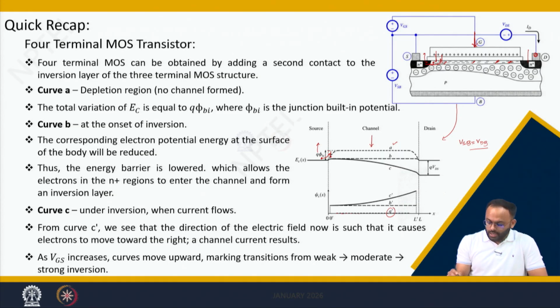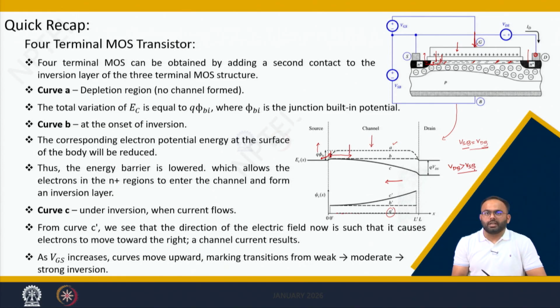But now, when you increase VGB, because of this barrier lowering, the electron can easily go into the channel from the source. This barrier lowering will not give current because you maintained VSB equal to VDB. It means there is no horizontal field. To create one, we apply VDB greater than VSB.